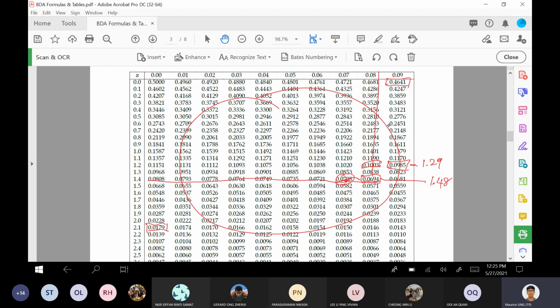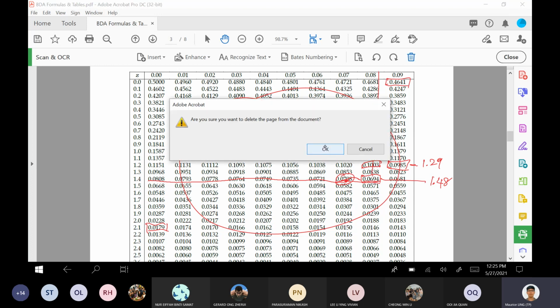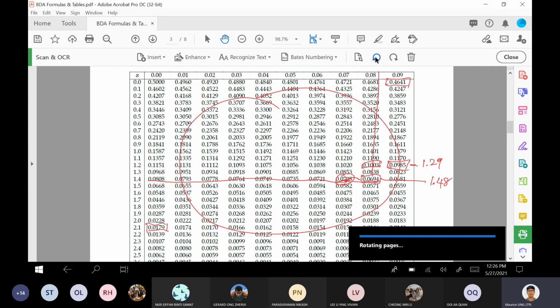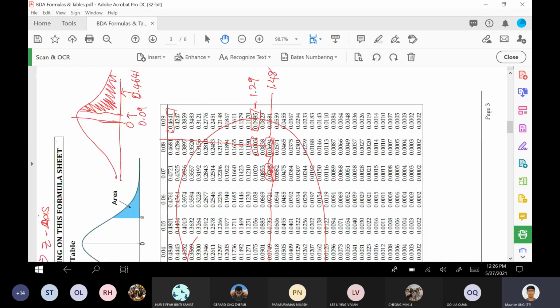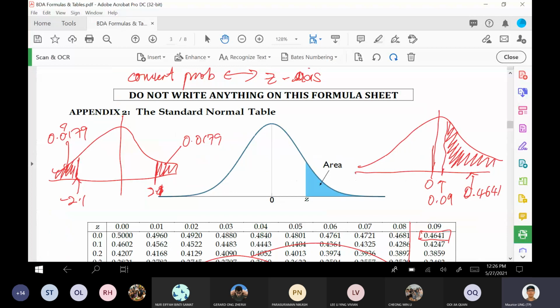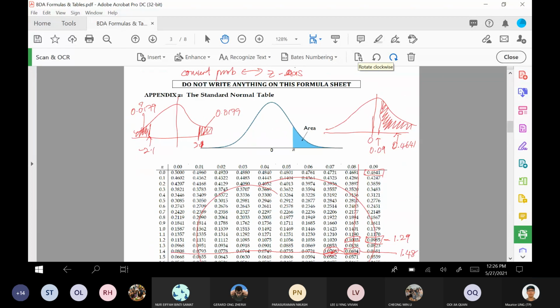Okay, so let's just say this can be deleted. No, okay, I cannot delete the page. What am I doing? Anyway.